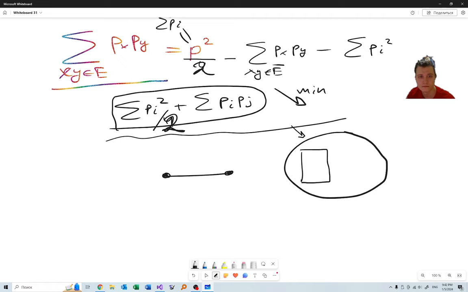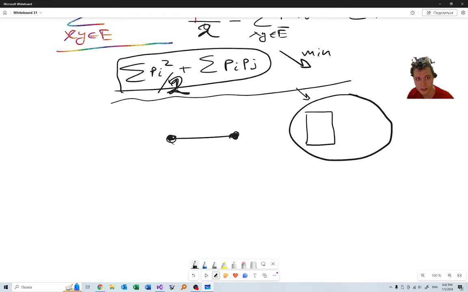Okay, I claim that if I have an edge, then I may assume that the sum of its ends is 0. It's actually easy to prove, because if I have pi here and pj here, then what is the function of these two numbers? Let's assume that their sum is s.